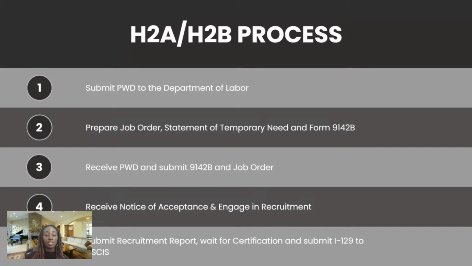Now, after you receive a notice of acceptance, that's when you're able to engage in those recruitment efforts, the newspaper ads, notice of filing, job orders. But again, that happens after you receive that notice of acceptance. And then once that's done, you submit your recruitment report and wait for certification of that temporary labor certification. And then once that is certified, you're able to submit the I-129 to USCIS, while the analog for the PERM is the I-140. And the difference is, again, this is for temporary employment, while that PERM is for long-term employment for a green card, as opposed to these are visas that you'll have to regularly renew.